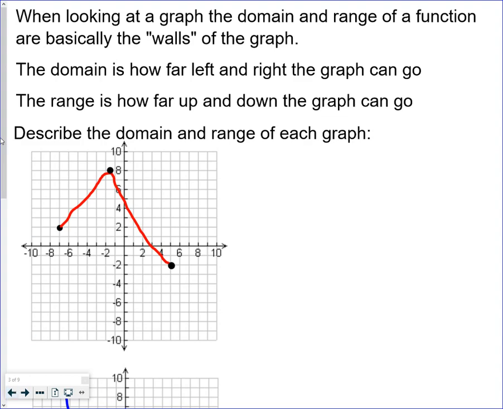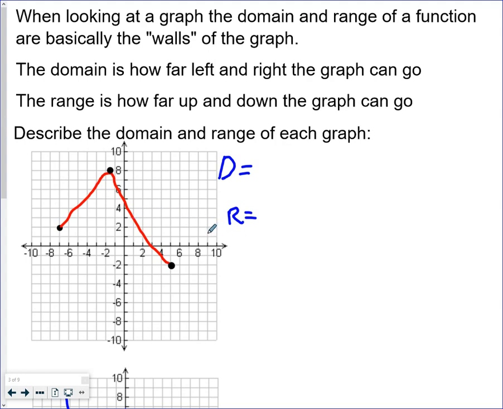So the domain is how far left and right the graph can go, and the range is how far up and down the graph can go. So let's take a look at this first graph here. I'll put a D here for domain and an R here for range. So I'm looking at this graph here. This graph has a start and an end. It does not go on forever. So it's not a line, it just has a start and an end spot.